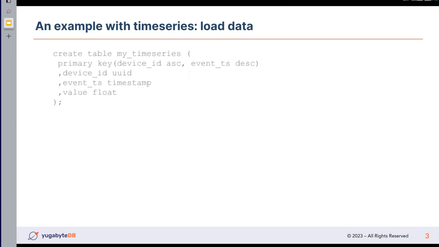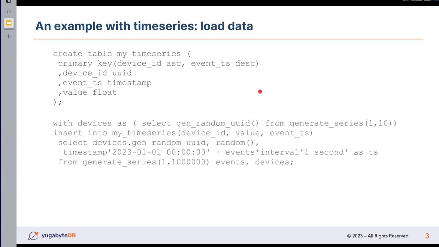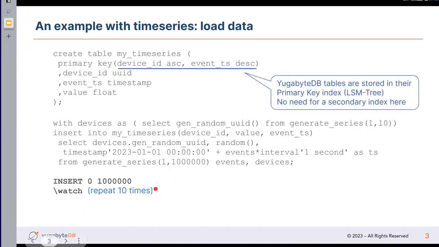So basically, this is how I have created the table: a time series with device ID, event, value, and my primary key starting with device ID, event, timestamp. Then I have inserted some rows. In this example, I insert just 1 million rows, so 10 devices and 100,000 rows each. So that's 1 million rows. If you want more, you repeat it. Here for the slide, I repeated 10 times, so 10 million rows.